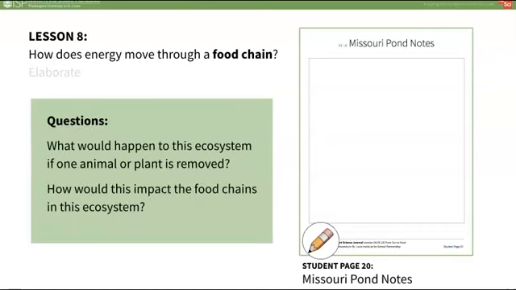Continue the discussion with the questions, what would happen to this ecosystem if one animal or plant is removed? How would this impact the food chains in the ecosystem? Responses may include that it would affect the other organisms and there would either be more or less of other organisms depending on the organism that was removed.